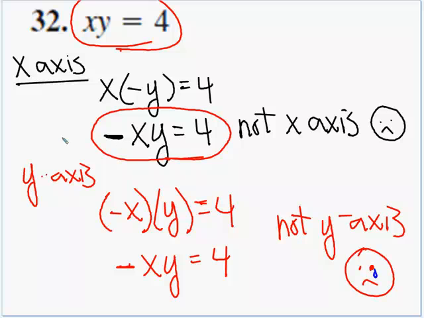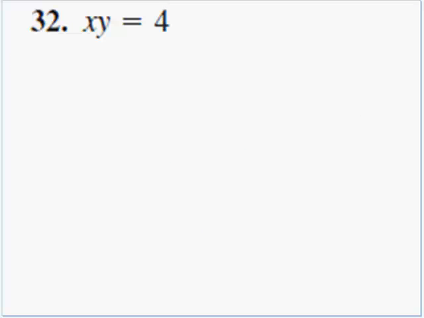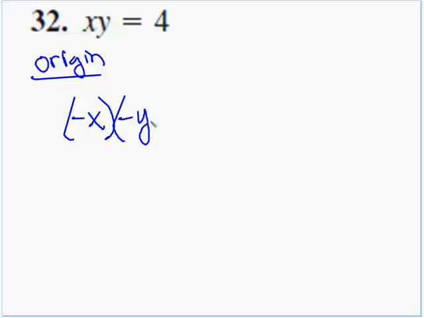Hopefully we're going to be origin symmetric. There will be cases where some functions will not be symmetric to anything, any axis or the origin. But I have high hopes here for the origin, and I hope you see what's about to happen. For the origin symmetry, I'm going to replace the x with a negative x. I'm going to replace the y with a negative y.